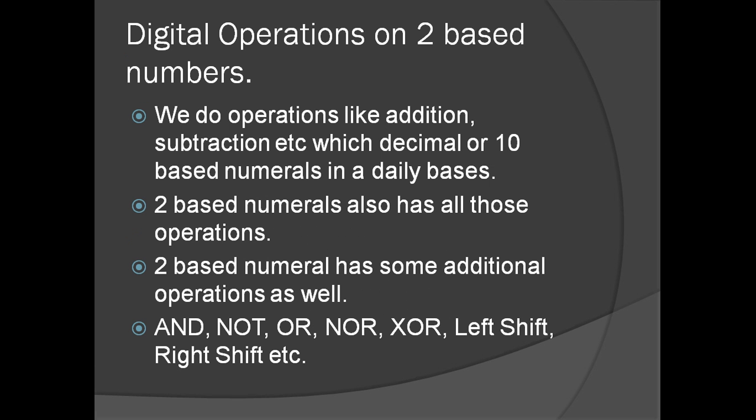So let's see a couple of operations related to binary numbers. We do operations like addition, subtraction, division, etc. with base 10 numerals on a daily basis, and we call it arithmetic. Base 2 numerals also have those operations. Along with that, base 2 numerals have some additional operations as well: AND, NOT, OR, NOR, XOR, left shift, right shift, etc.